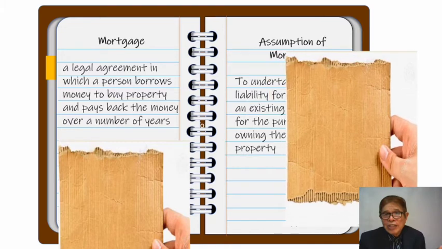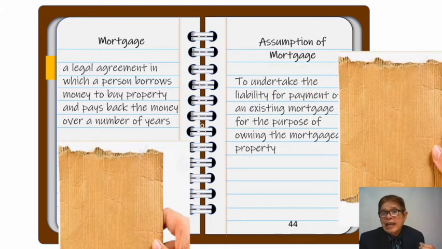Assumption of mortgage is to undertake the liability for payment of an existing mortgage for the purpose of owning the mortgaged property. The problem with assumption is that your client may cleverly base the commission on the amount that he received instead of the total price of the property. So it's good to put this into writing so that your client cannot deny. Okay?